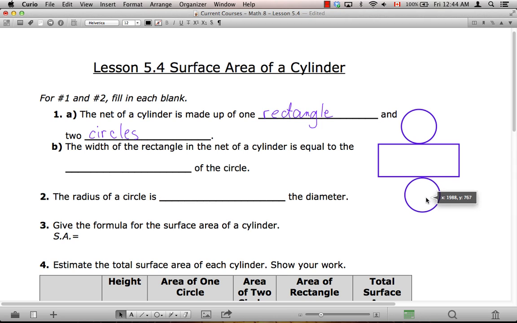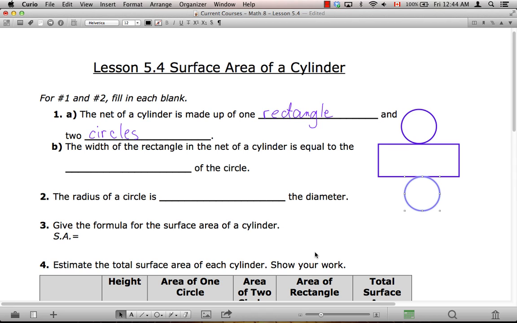So basically, if you had a soup can and you were able to cut off the lid with a can opener, cut off the bottom end with the can opener, you'd see those two circles. And then if you were to cut through the lateral face or that curved surface, what you would find is that you unravel it. It's kind of like the label on a soup can, which is a rectangle.